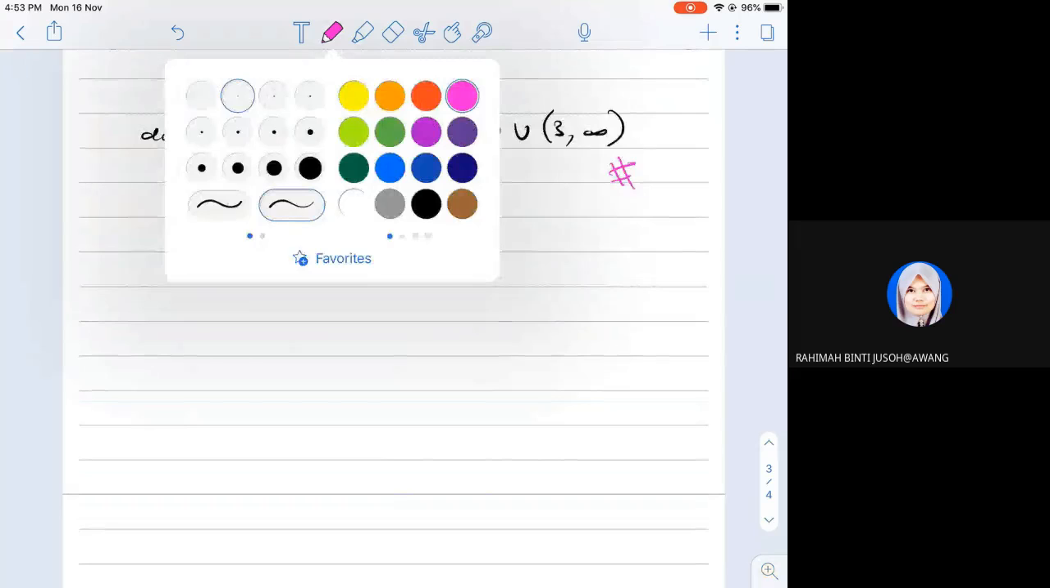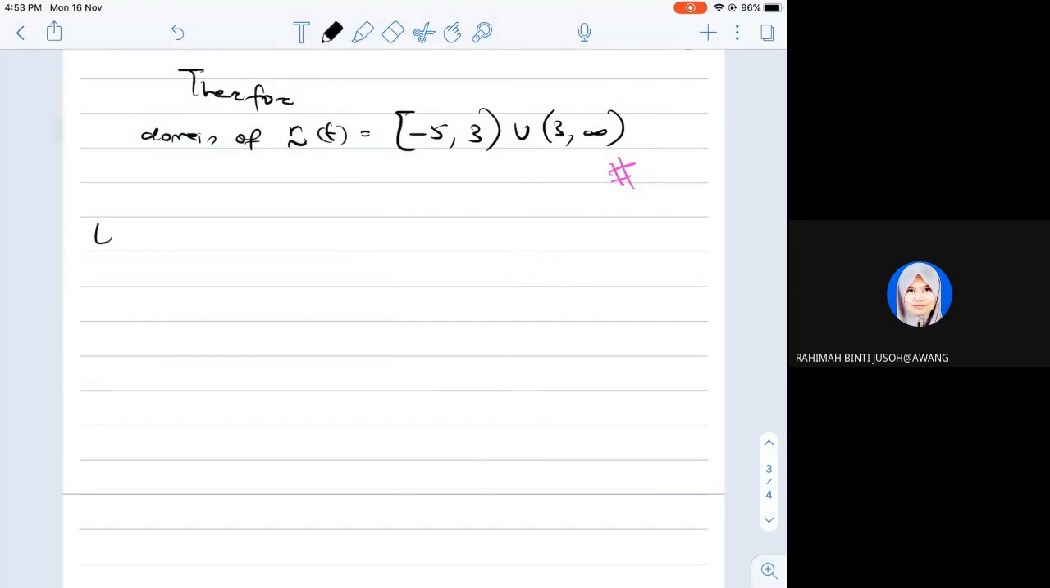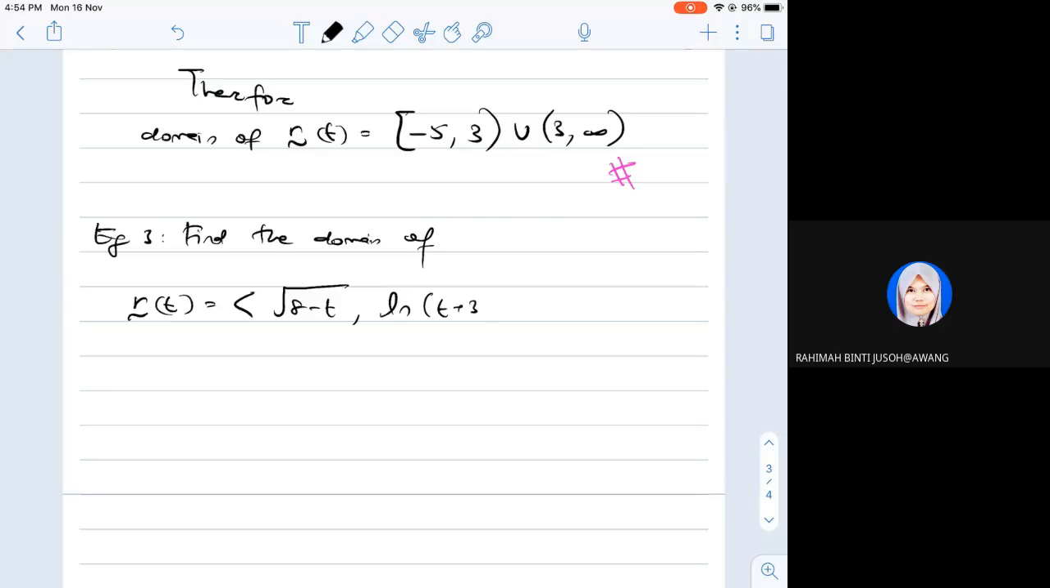Next, question number 3. Example 3. Find the domain of, let's say, R(t). I give you a different equation now. Let's say square root of 8 minus t, and then we have a ln, let's say ln of t plus 3, and then exponential 5t. Okay, like this.